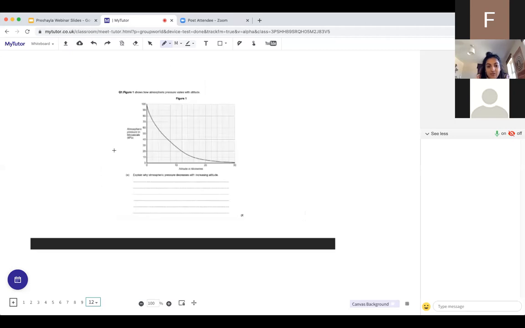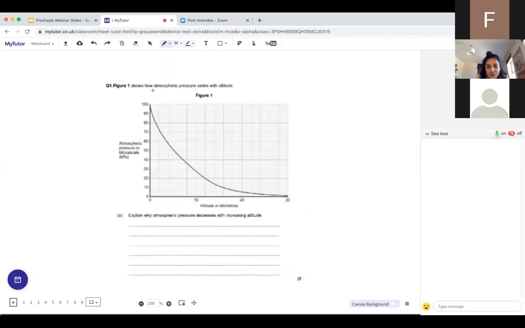Okay, so here we've got a really, really standard 3-mark question. So the question talks about a graph which shows how atmospheric pressure drops as altitude increases. So we can see that altitude increases on the x-axis and atmospheric pressure decreases on the y-axis. So as altitude increases, atmospheric pressure drops. So why does that happen? Why does atmospheric pressure decrease with increasing altitude? This is a really, really standard 3-mark question, so it's important that you nail it and know exactly what to write and the key terminology that you need to use.